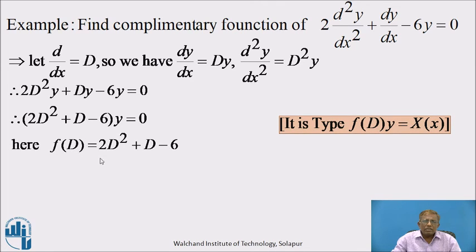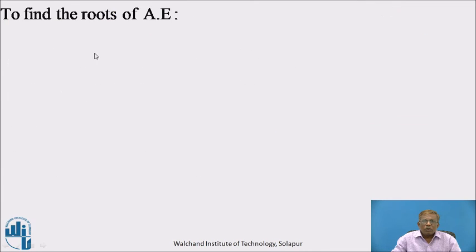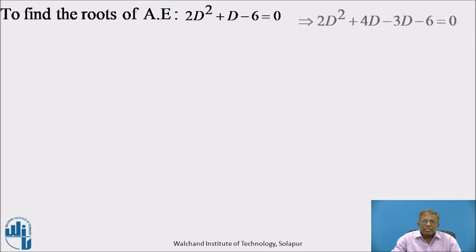Now it is of the type f of D into y equal to X of x. Here f of D is 2D square plus D minus 6. To get the auxiliary equation, equate f of D equal to 0. So we get 2D square plus D minus 6 equal to 0. Now we have to solve this equation. For solving, we factorize it, so that 2D square plus D minus 6 equal to 0 can be written as 2D square plus 4D minus 3D minus 6 equal to 0, because 2 into minus 6 is minus 12 and factors of minus 12 are 4 into minus 3.